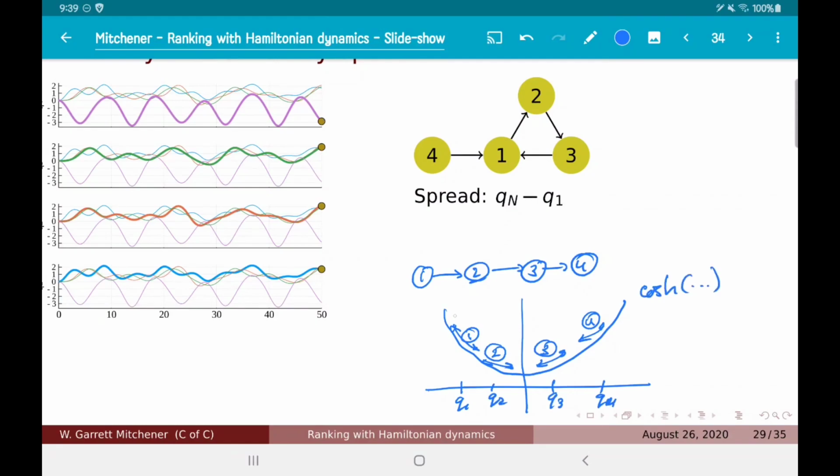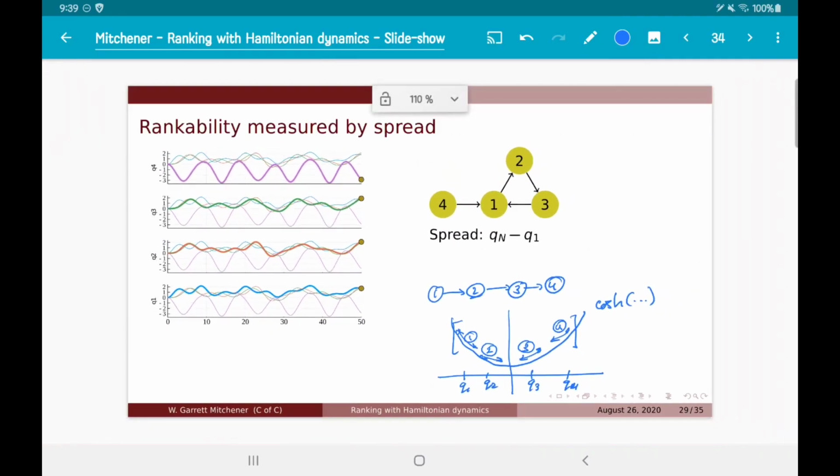And so you will pick out a rather long spread because the particles are pushing each other as far apart as possible. So a greater spread from the particle positions should indicate that the underlying data is more rankable, whereas if a bunch of them are exerting conflicting forces or no force at all, then they'll just clump together.